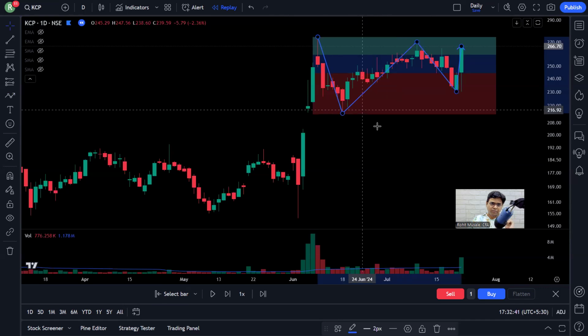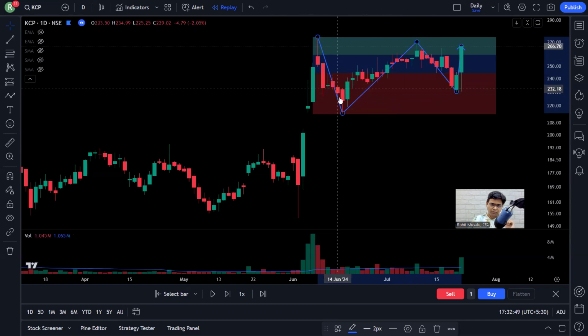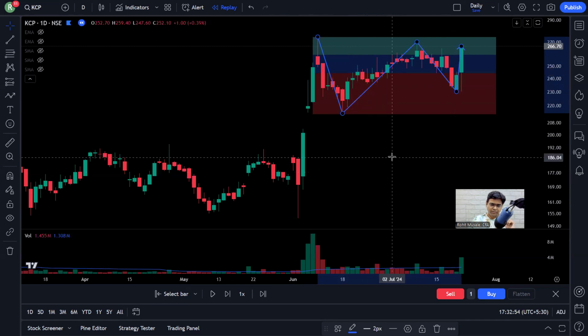I also need minimum 10 candles in the base. So this candle I skip because it is completing point 1. So I start counting from this candle: 1, 2, 3, 4, 5, 6, 7, 8, sufficiently more than 10 candles here. Okay. So there are more than 4 points. There are more than 10 candles and the moving averages are in my favor. So these are the 3 reasons I bought the stock.